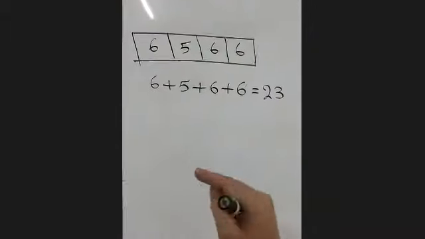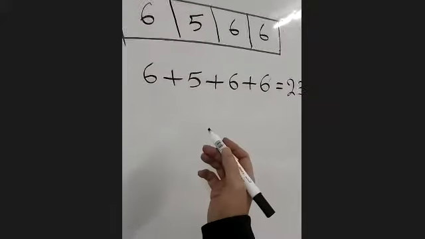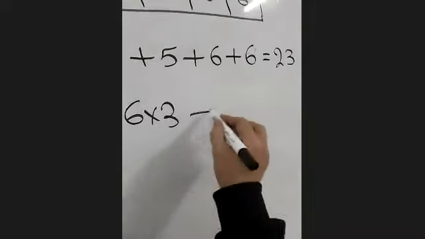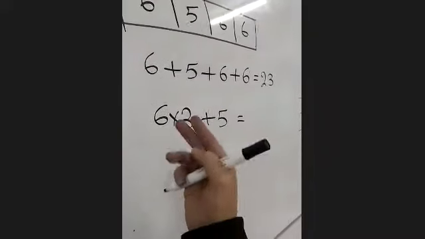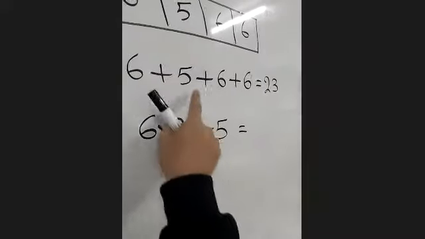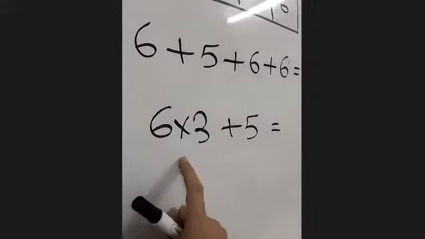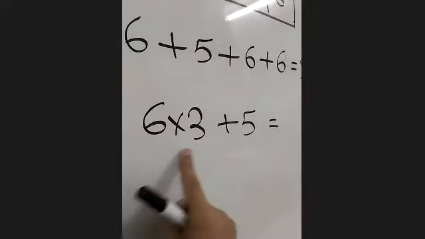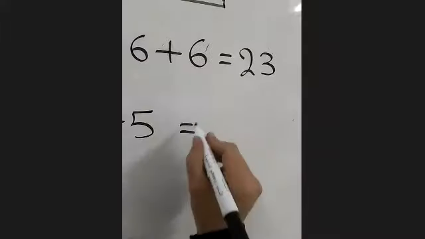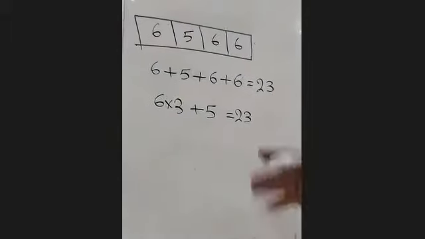Now let's express it in multiplication and addition. What can we say in multiplication and addition, the other way? 6 multiply 3 plus 5. Why? Because we have 3 6s. We can write them as 6 multiply 3, and the 5 here comes down. So 6 multiply 3, how much? 18. 18 plus 5 is 23. So I expressed it in 2 different ways, and the answer is the same.